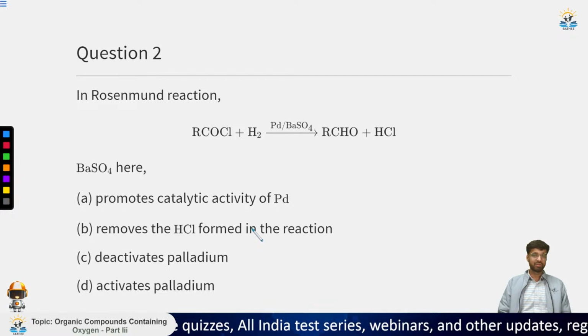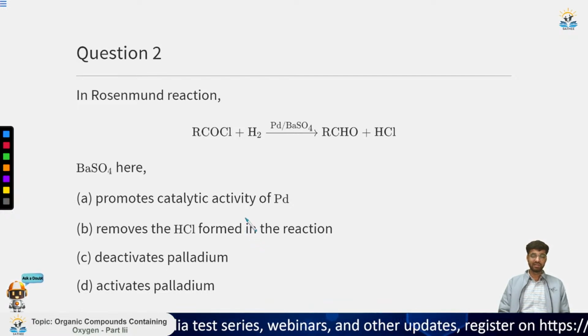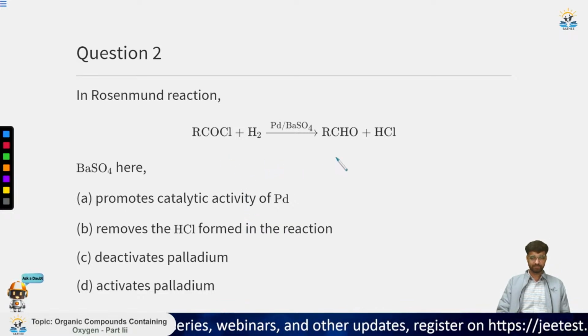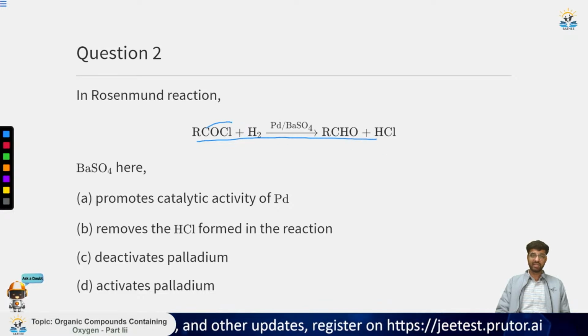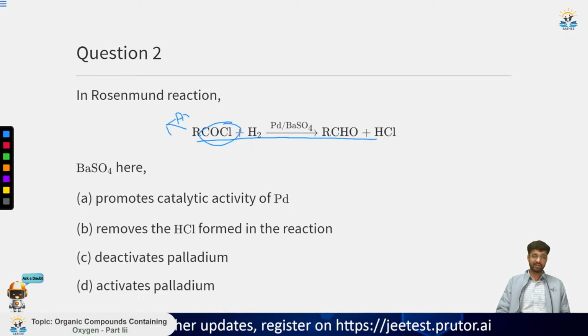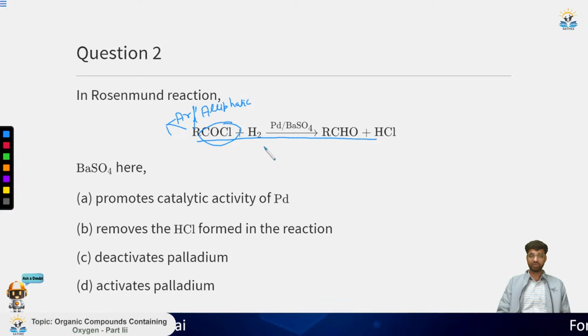Now next, the Rosenmund reaction. I have not taught you the Rosenmund reaction because I thought I would directly tell you here. So what is the Rosenmund reaction? This is the Rosenmund reaction. We are taking an acyl chloride, where R can be aryl, allylic, or an aliphatic chain, a normal alkyl group or straight chain. In both cases, this acyl chloride will be reduced to RCHO with H2, Pd-BaSO4.